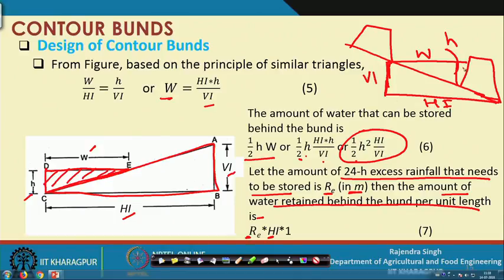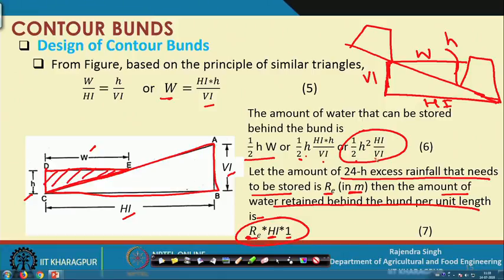And that simply means the total volume of water that can be stored is the total rainfall that is occurring in between this H I. So, that is the total horizontal interval which is available for storing the water, and so that is R E times H I into 1, 1 is perpendicular to the board. So, this is the total volume of water that needs to be stored.